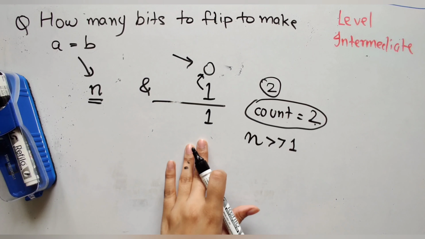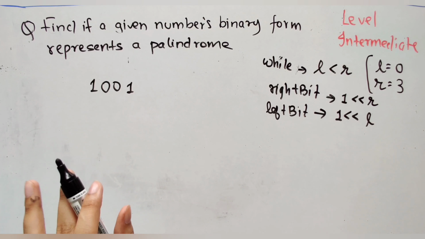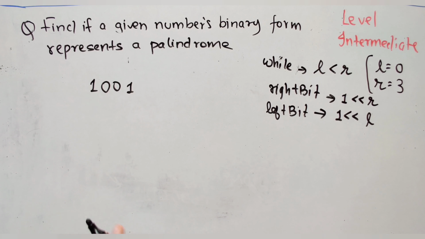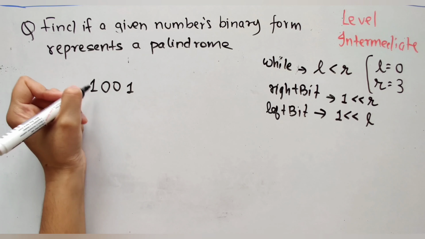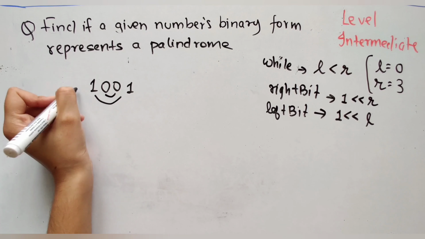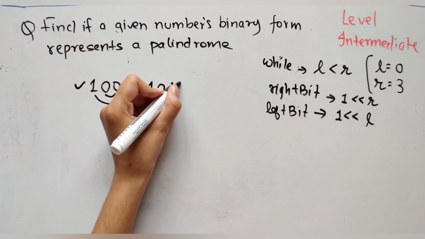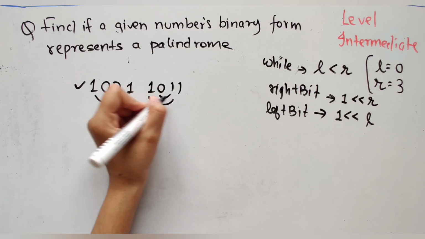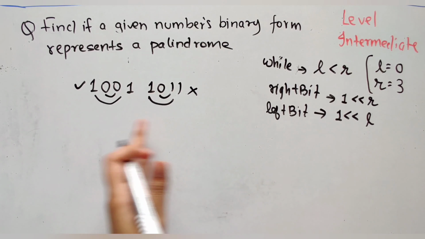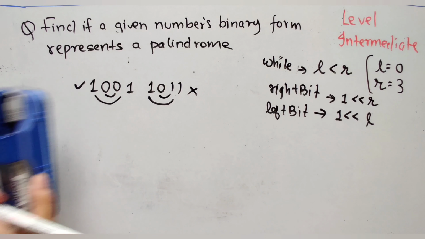Okay, let's solve an intermediate question now. We are given a number, we have to find whether its binary representation forms a palindrome. So these 1 is same, 0 is same, this forms a palindrome. 1 0 1 1, these 2 are same, these 2 aren't, so it doesn't form a palindrome. So we have to return whether or not it forms a palindrome.